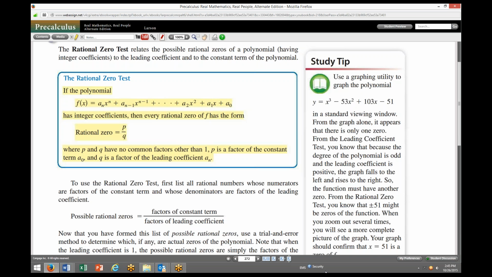Does not mean they're all rational zeros. Some of them might be, some might not be. They all might be, or they all might not be. You don't know from this. It just means they're all possible. It also means that no other rational number except those numbers can be a zero. So it's your maximum possible list of rational number zeros.